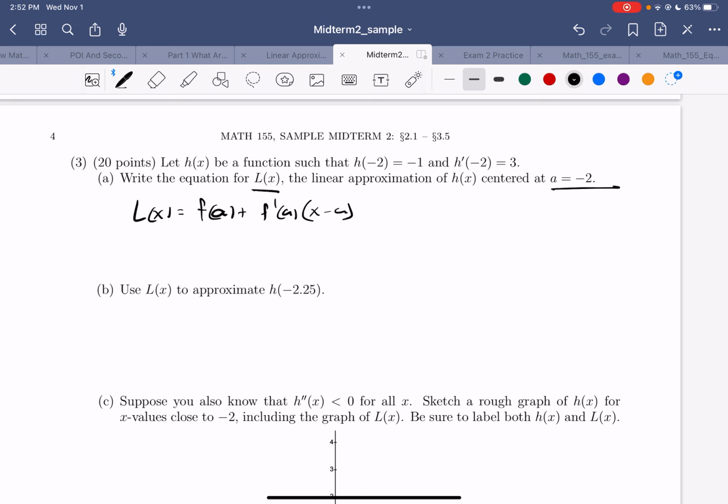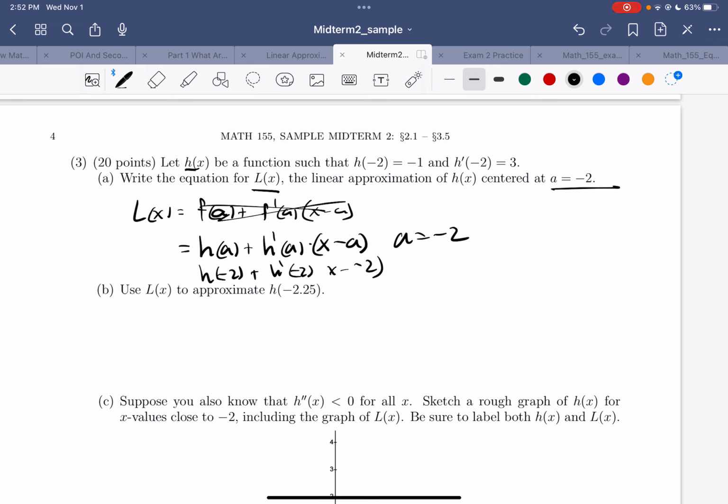So we already know we want the function at -2. Oh, but gosh, our function's name is h. Let's go ahead and rewrite this using h. I want h of a plus h prime of a times x minus a. We can do this because we also know that a is -2. I want h of -2 plus h prime of -2, x minus -2. Whew. Okay, so what is h of negative 2? It is negative 1. All right, so I have negative 1 plus, what's h prime of negative 2? It's 3. Okay, 3x plus 2.